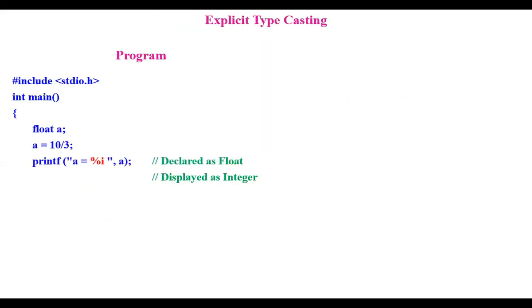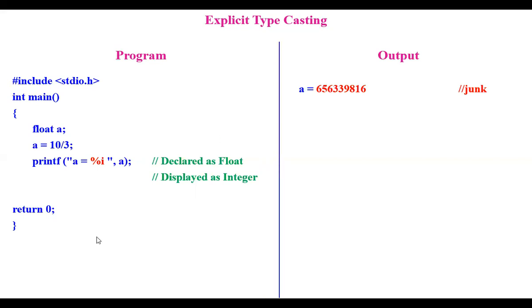Here, one small experiment to understand how 10 by 3, a division between two integers, works. But A is declared as a float, and even though it is declared as float, I want to display it as integer. What happens? You know that. If you try to display a float as an integer, it gives junk.